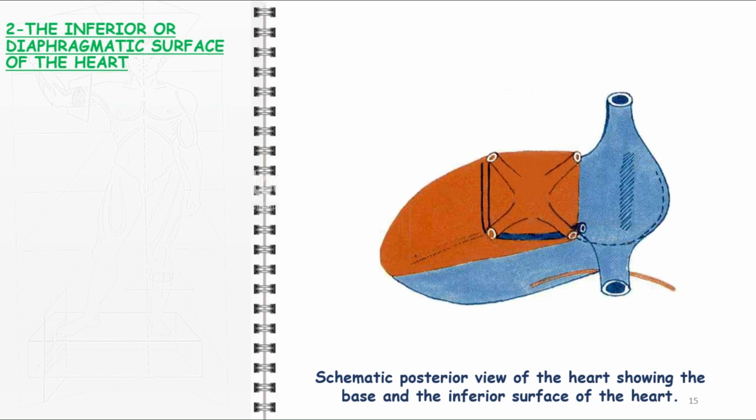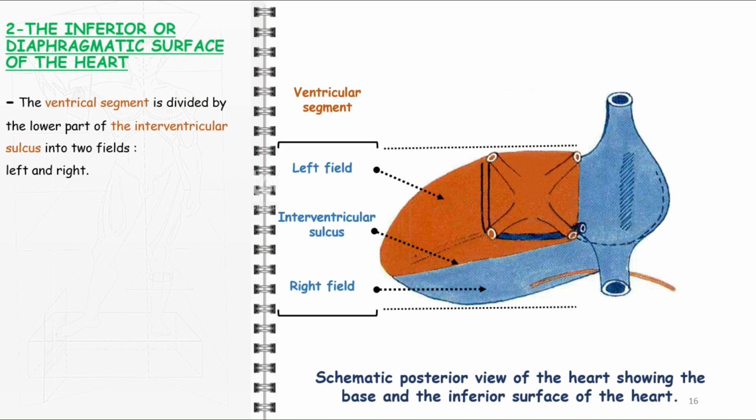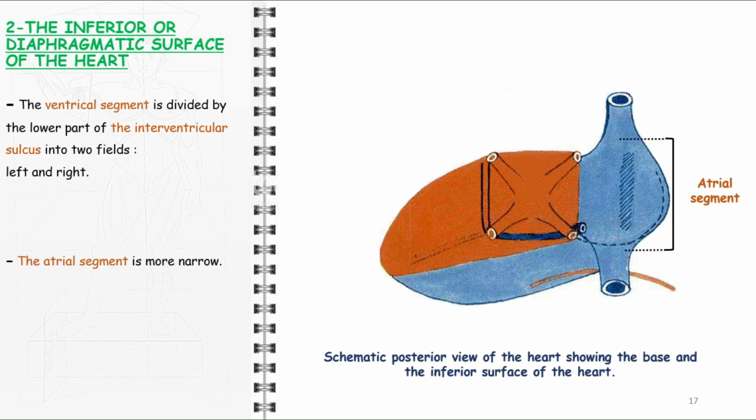The inferior surface of the heart, also called diaphragmatic surface, rests on the phrenic center and is primarily formed by the right ventricle. It is slightly convex and inclined downward and forward. The ventricle segment is divided by the lower part of the interventricular sulcus into 2 fields, left and right, whilst the atrial segment is more narrow.